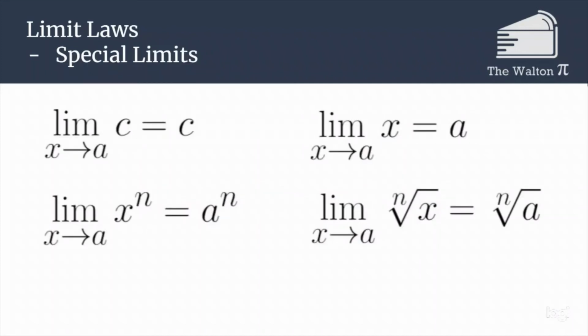There are also some special limits that are always going to be this. The limit of a constant is just the constant. The limit of x as x goes to a is just going to be a. And then from the root and power laws, we are able to see that the limit as x goes to a of x to the n is just going to be a to the n, and the limit as x goes to a of the nth root of x is just going to be the nth root of a. Again, those are just coming from the power law and the root law.